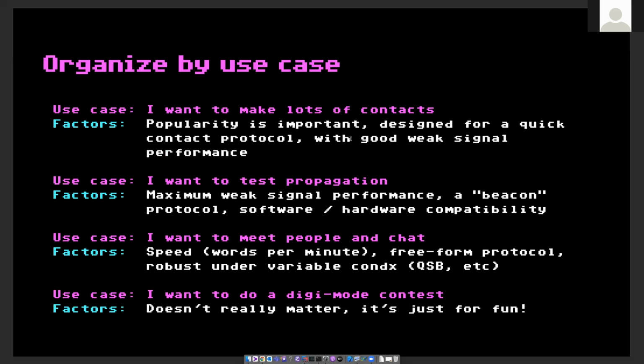You might say, I'm interested in testing propagation. And then you want something like WSPR or QRSS. And these are things that are specifically designed for a beacon sort of format. They're designed to be unidirectional. They don't really make any sense to transmit lots of information. And yet they can be quite fun to play with if that's what you're into.